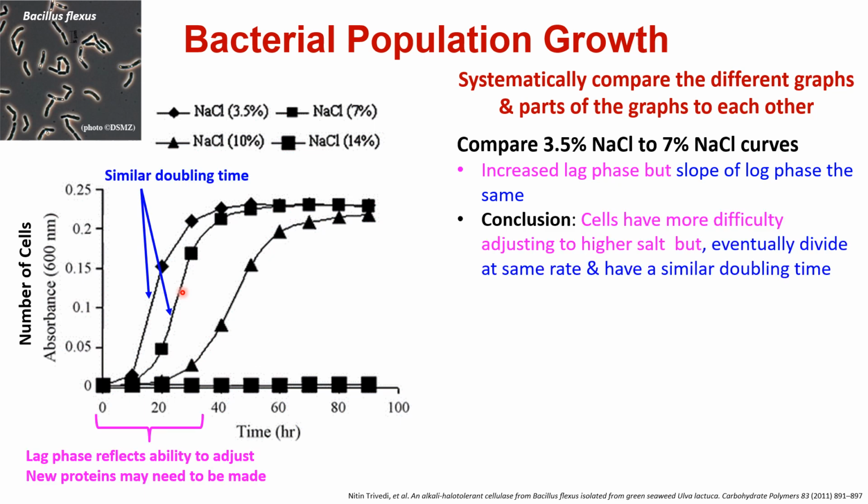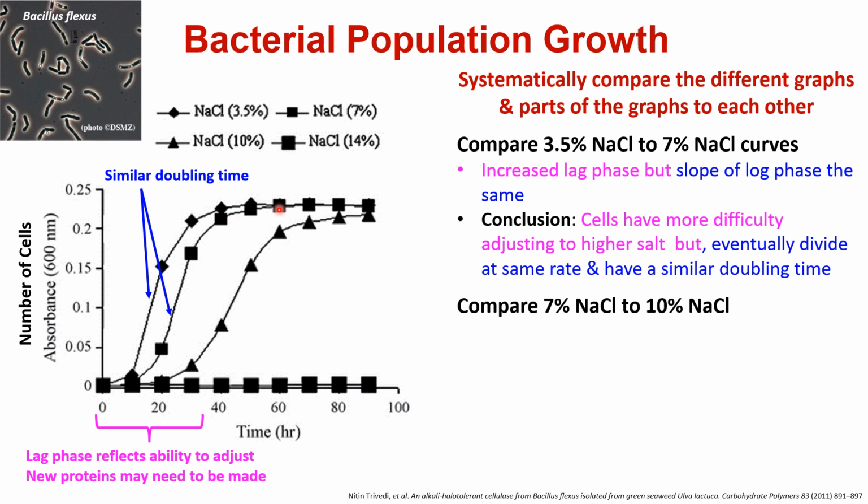So what does that tell us? So here, the cells need to adjust to the higher salt. Well, at 7%, it takes them longer to adjust to that. But once they do adjust to it, they have everything they need to grow just fine, and they grow just as well as when there's a lower amount of salt. And they reach a similar level where they start entering the stationary phase. It takes a little bit longer for the 7% to get there, but they eventually reach the same point. Okay.